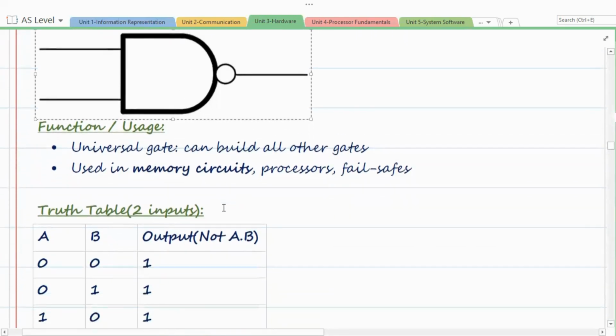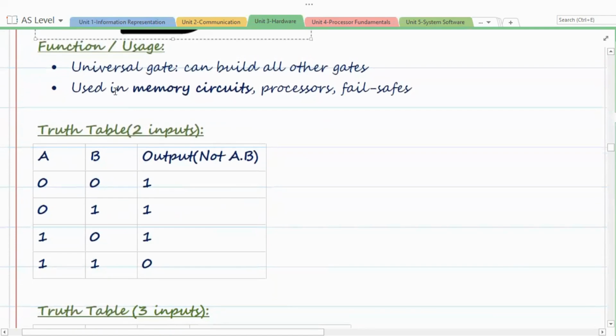So let's have a look. This is also known as a universal gate. Please remember, we can build all other gates using these 2 universal gates, NAND and NOR. Okay. Truth table with 2 inputs.